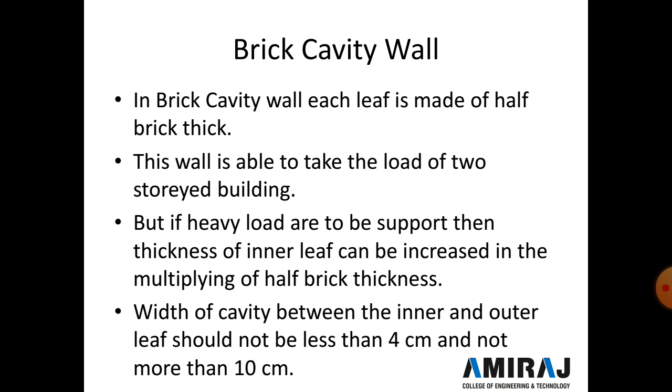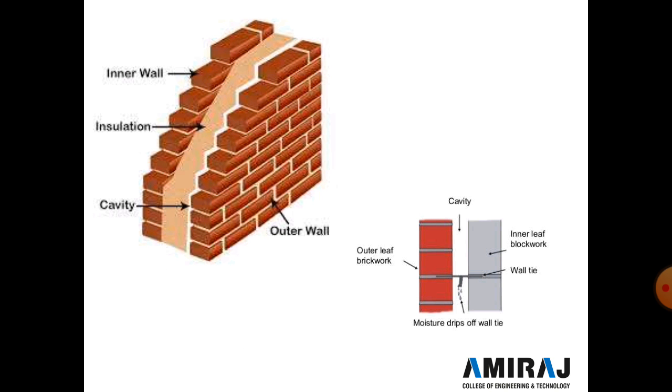And the width of the cavity between the inner and outer leaf should not be less than 4 centimeter and not be more than 10 centimeter. We have already discussed the thickness. Now next, see this figure. In this figure we can see the inner wall and outer wall, and in figure number 1, insulation material is filled between the two walls, or in the cavity.